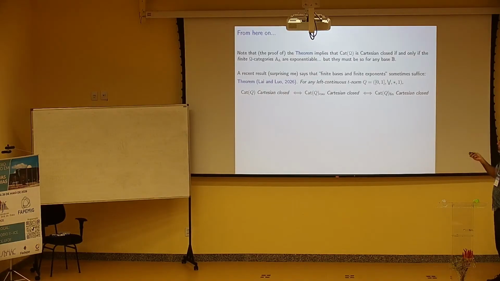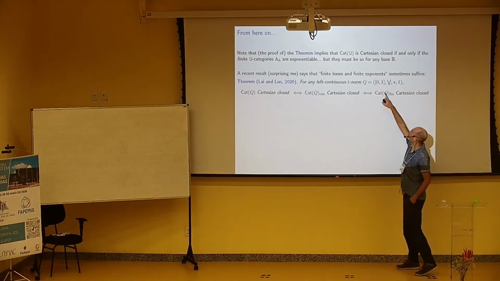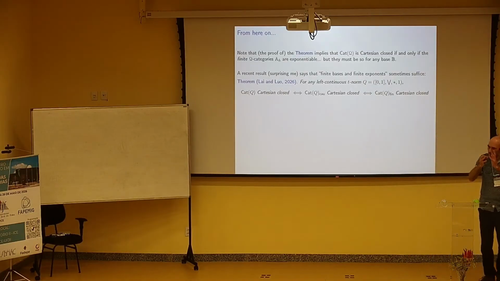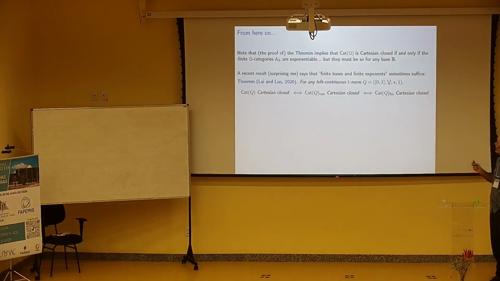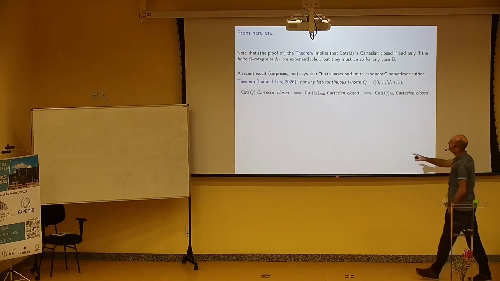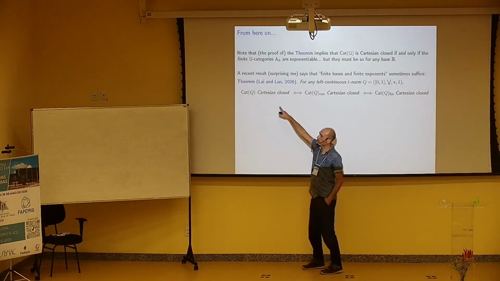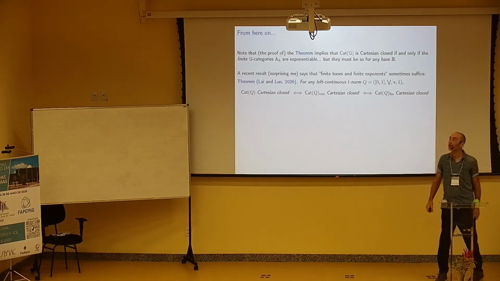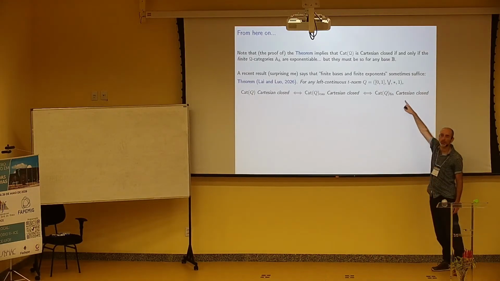So in a very specific context, for any left continuous T-norm, so remember, this is precisely commutative integral quantales on the interval 0, 1. It's a very specific case, but nevertheless an important case for people working in fuzzy logic, for example, or many-valued logic. For any left continuous T-norm, the whole of Cat Q is Cartesian closed, so all objects, as infinite as you want, if and only if the finite ones are Cartesian closed.